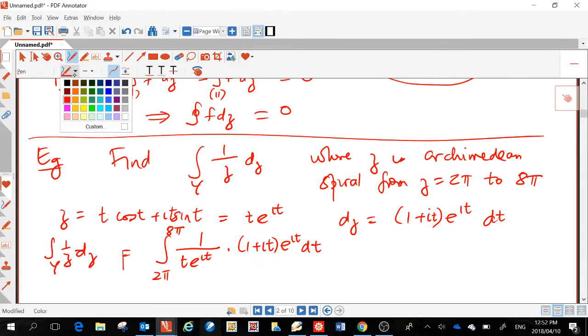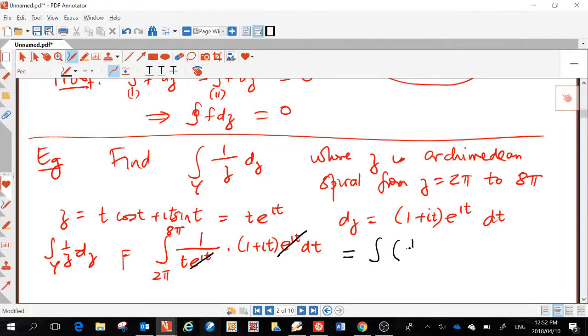Okay, now this should work fine. These things cancel off. There's still a t here, so I've got to divide by a t at the bottom. Oh, I should have put this light off. 1 over t is 1 over t, plus it over t is i. So it's the integral of 1 over t plus i, dt from 2 pi to 8 pi.